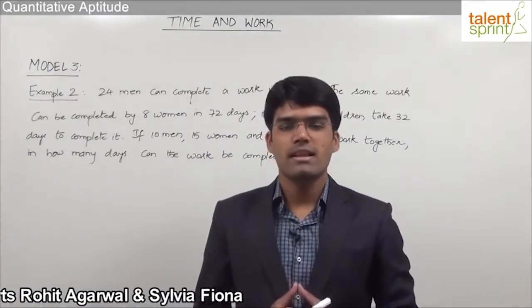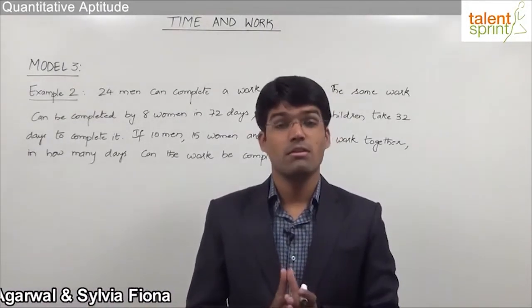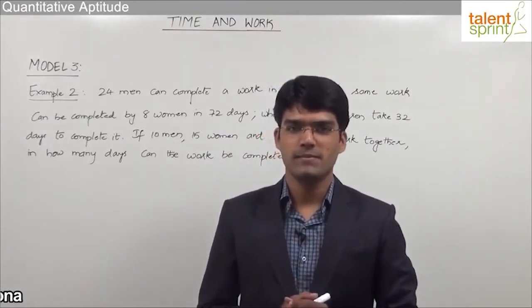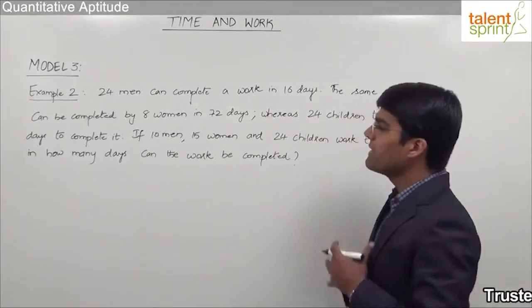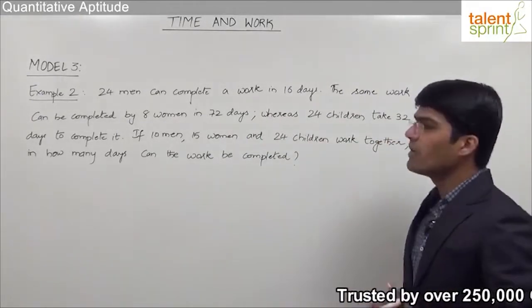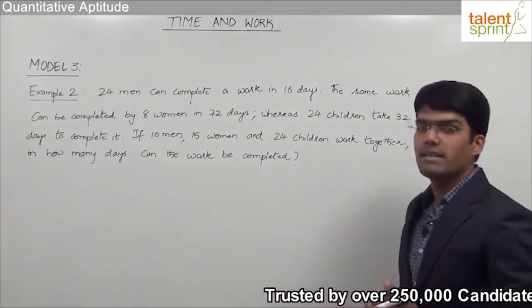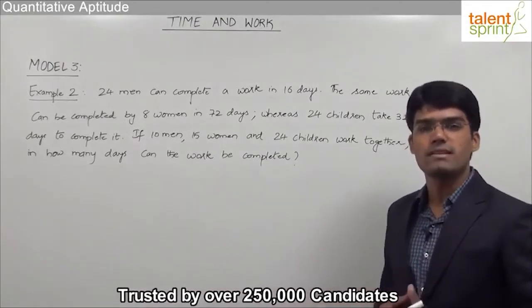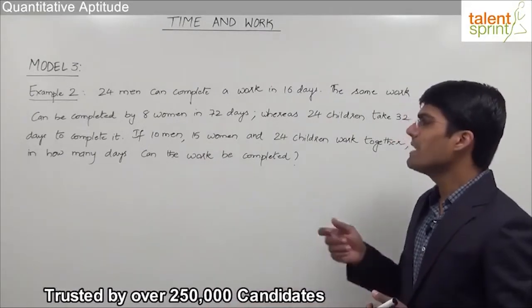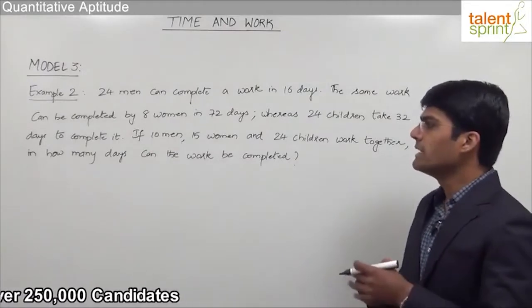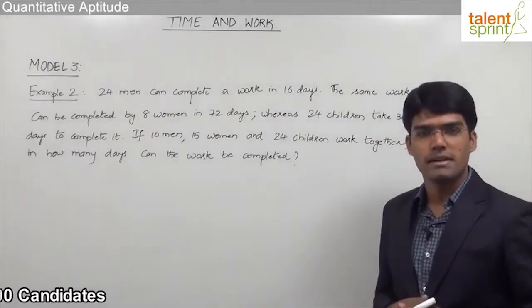Let us now take up another example from time and work which can also be solved based on the concept of work in terms of men into days. The question here is, 24 men can complete a work in 16 days. The same work can be completed by 8 women in 72 days, whereas 24 children take 32 days to complete it. If 10 men, 15 women and 24 children work together, in how many days can the work be completed?